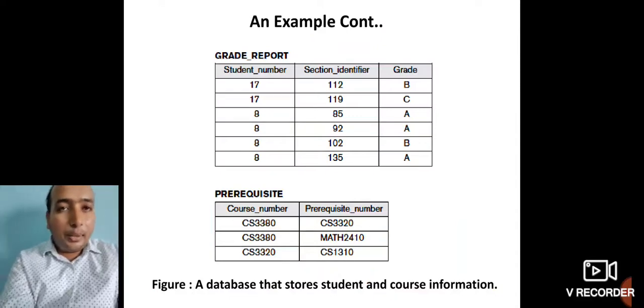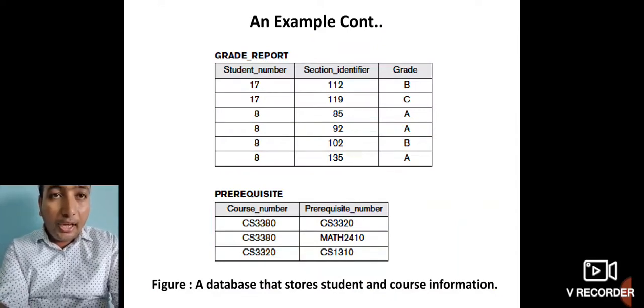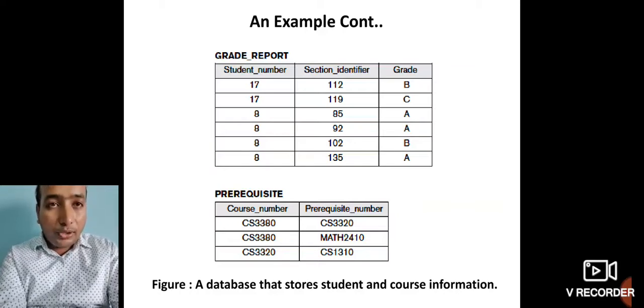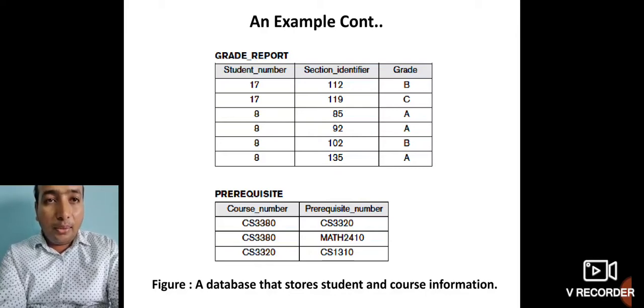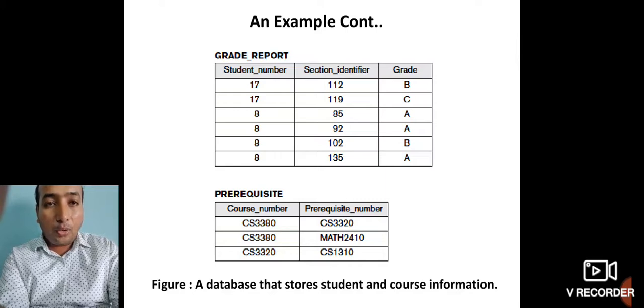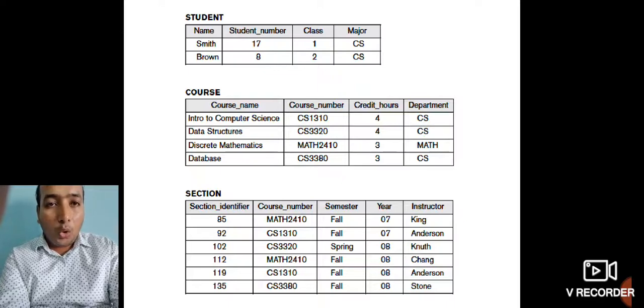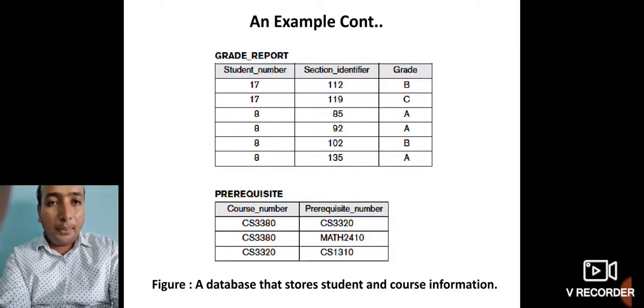And the fourth one is the grade report. So here you are going to give the grade of individual student. So how are you identifying? By using the student number, section identifier and the allotted grade. For example, you can see here for the student numbered 17, in the section identifier 112 he is getting the B grade. In the same way he is getting the C grade for 119 identifier there. And the last one is your prerequisite. In the prerequisites table, here you are going to have your course number along with the prerequisites number there. So dear students, this is a sample database of university which has 5 tables, that is your student, course and section, followed by the grade report and the prerequisites there.